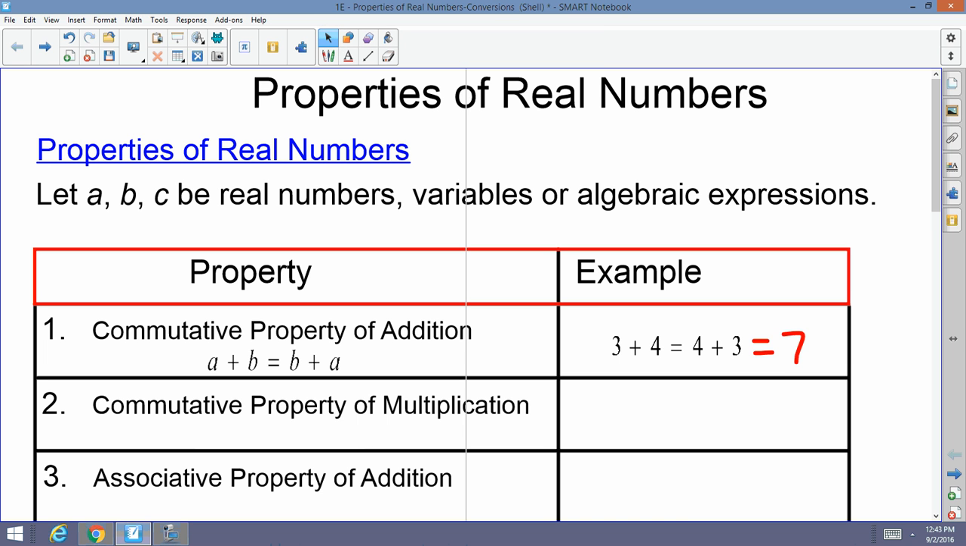Number two, the commutative property of multiplication is very similar. The commutative property of multiplication states that A times B equals B times A. So you can change the order of a multiplication problem without changing the product. For example, if I have 3 times 4, that equals 12. Well, what does 4 times 3 equal? That also equals 12. So being that 3 times 4 equals 4 times 3, they both equal 12. That's an example of the commutative property of multiplication. You can change the order of a multiplication problem without changing the product.